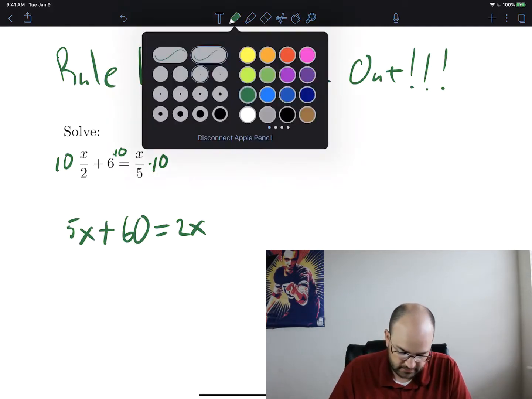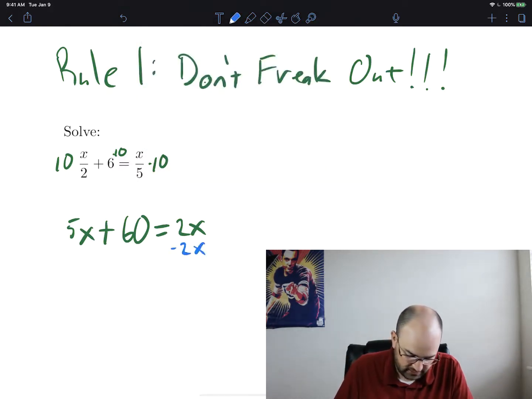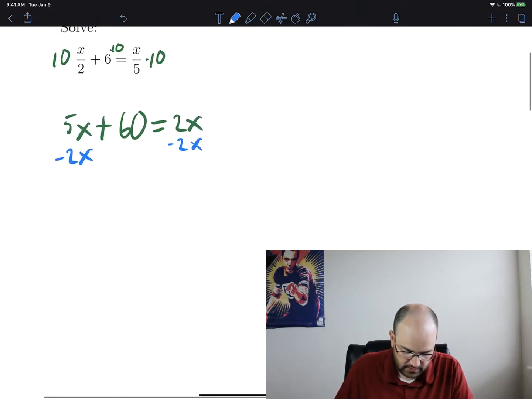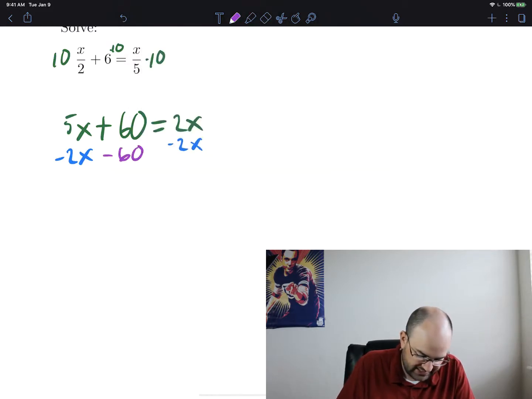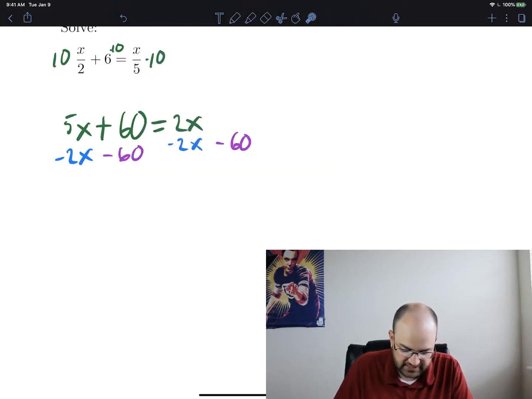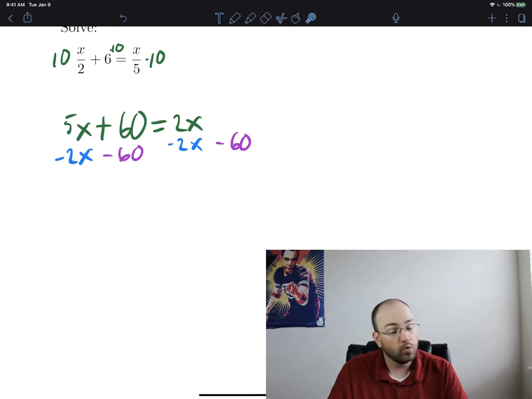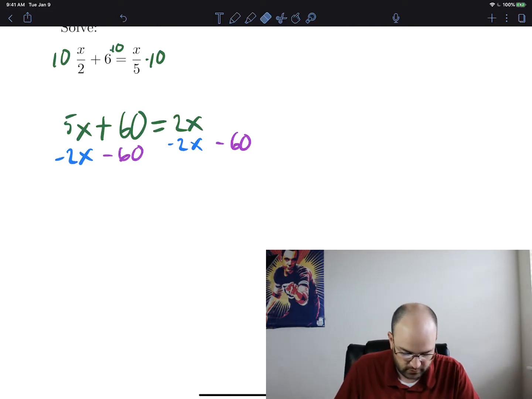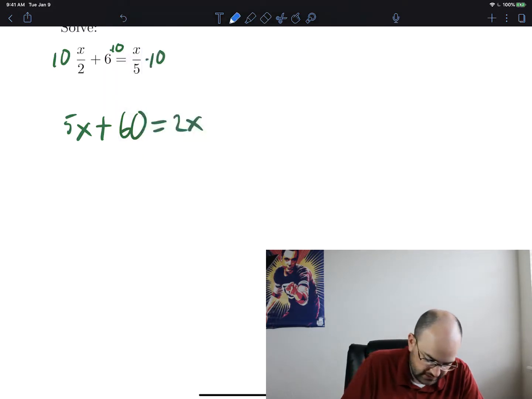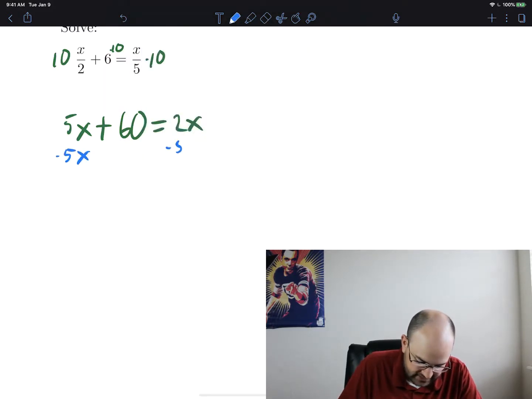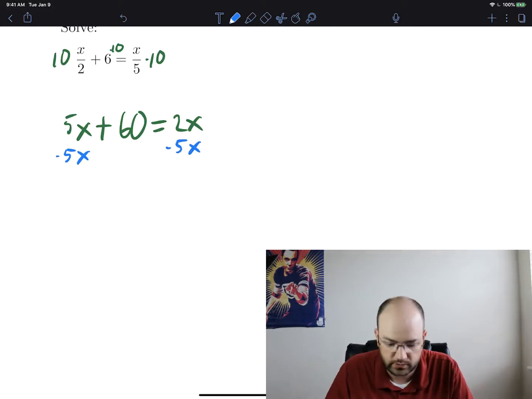In this case, I begin by subtracting 2x from both sides. And if you want, go ahead and subtract 60 from both sides. The reason I'm doing that is because I need to get the x's to the left-hand side and the constant term to the right-hand side. Or you can actually reverse this. You don't have to do it in this order. What you can do instead is subtract the 5x to move it to the right-hand side. There's nothing wrong with that.